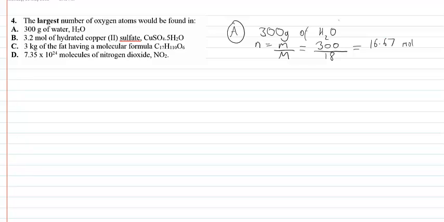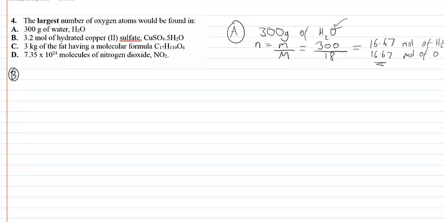Now, as you'll notice from the formula for water, right here, each molecule of water has a single oxygen atom. Therefore, if we have 16.67 mole of H2O, we must have 16.67 mole of oxygen. So this is our answer to part A. We have 16.67 mole. Now, part B. We want to work out the number of mole in part B as well. Let's do part B over here.